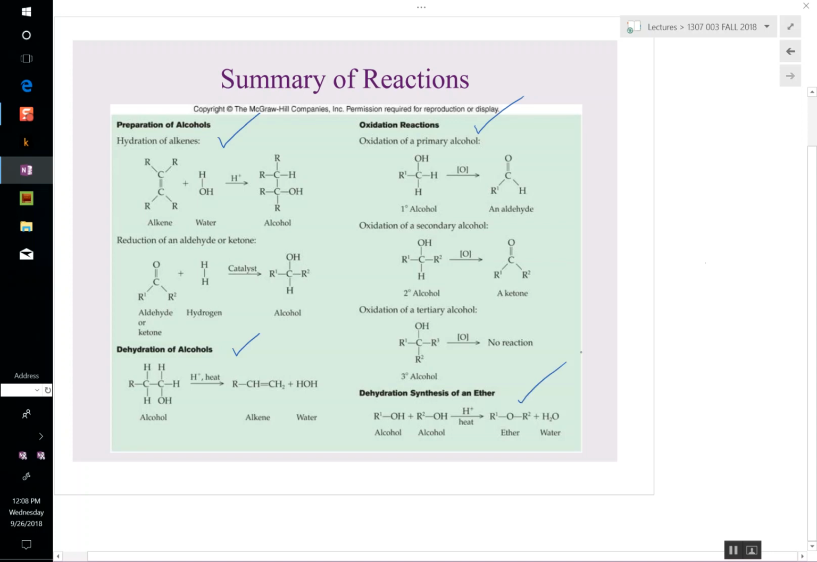Which is all of them in this case. This is probably the least important. Preparation of alcohols. Okay, I'll tell you what I think we'd better skip today is the project. We'll do that on Monday, October 8th.